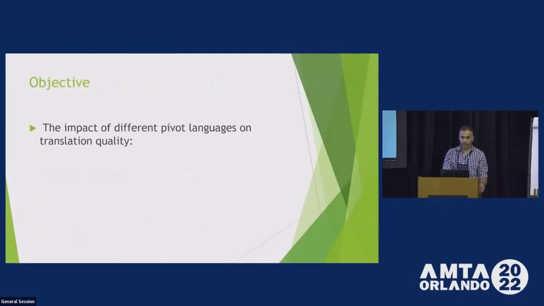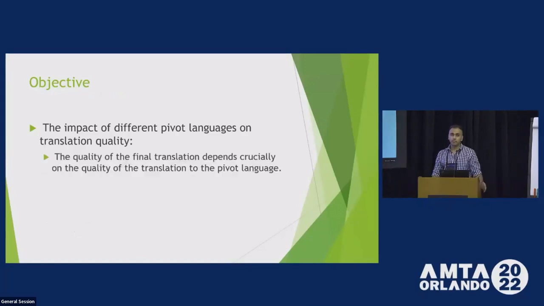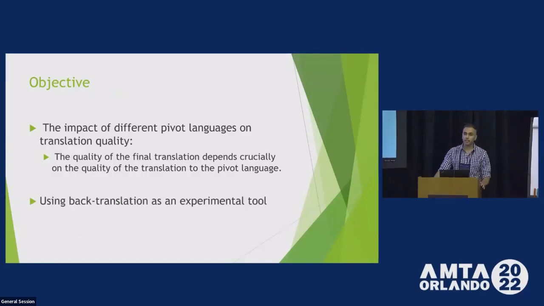So, as far as we are concerned, there is a scarcity of research when it comes to the impact of the pivot languages on the quality of the final translation, hence this study. And the quality of the final translation is definitely affected by the quality of the translation into the pivot language. And we utilized back translation as an experimental tool to do our research, so that we have comparable source and target text in the same language, which is English.